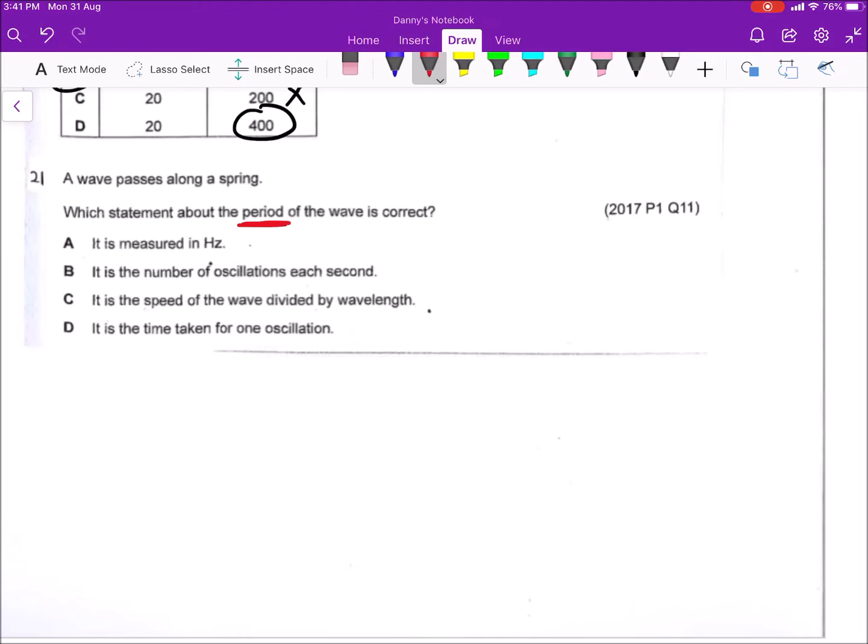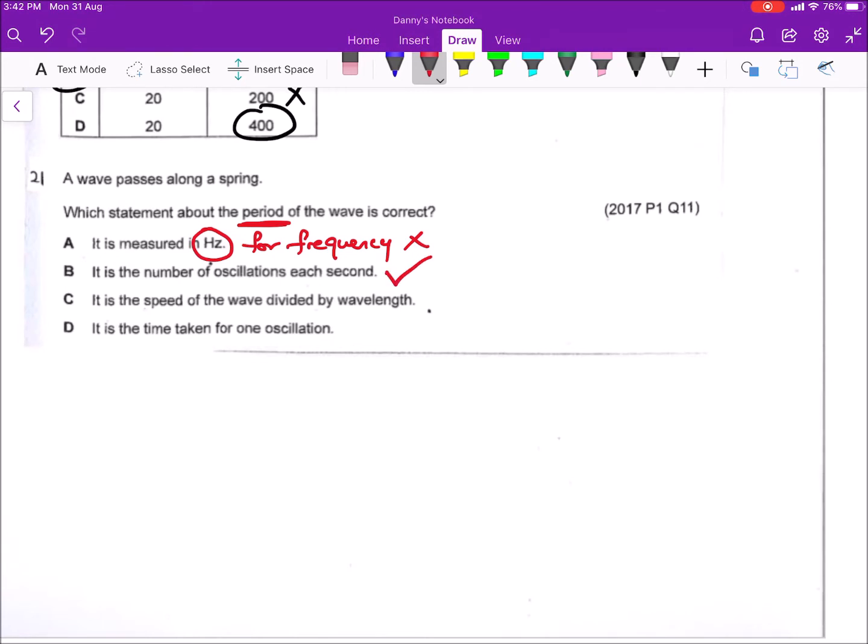Okay, period is the time taken to make a wave. So let's look at the options. Hertz, this is for frequency. It is definitely not for period. The number of oscillations per second, yes. If you know the number of waves made in 1 second, you will also know the number of oscillations made in 1 second. So this is correct.